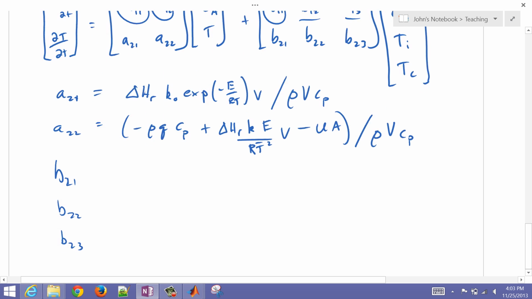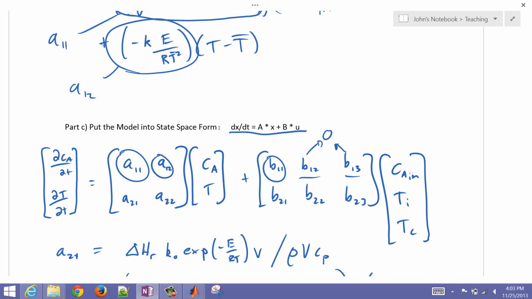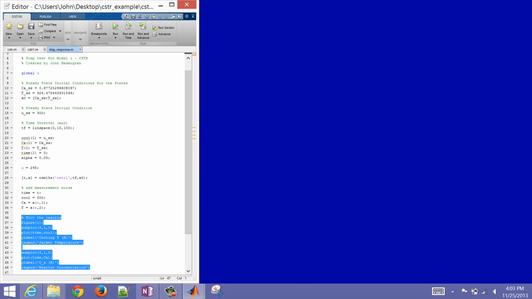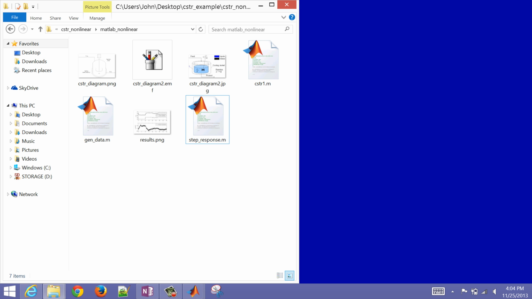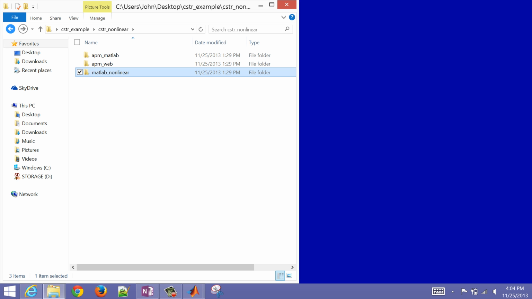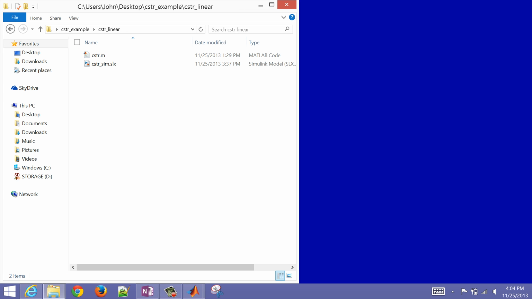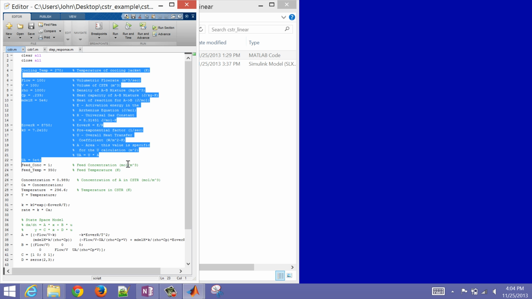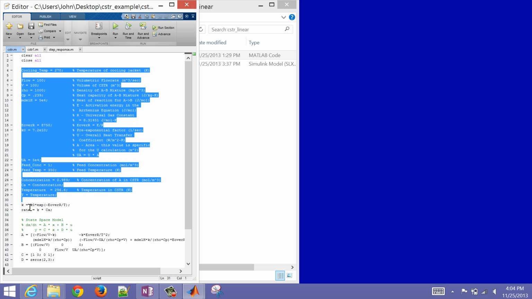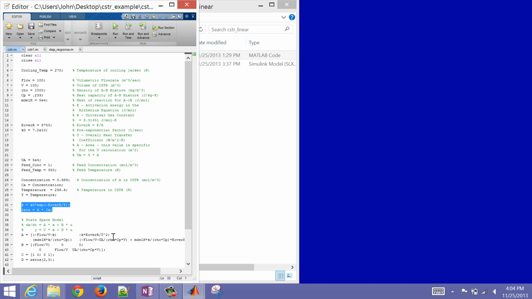Okay, so I have this in state space form. I'm just going to show it to you in the MATLAB script. If I go back to this example right here, and I go over to the CSTR Linear, I'm just going to open this up, and again I have all of my values here, my steady state conditions, and I compute K and the rate as well, and I just plug in the A, B, C, and D.